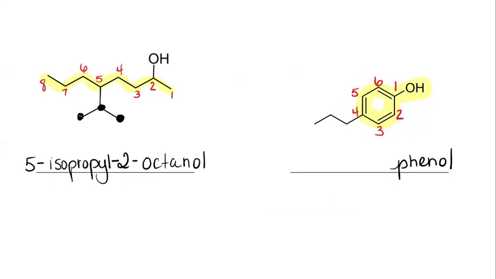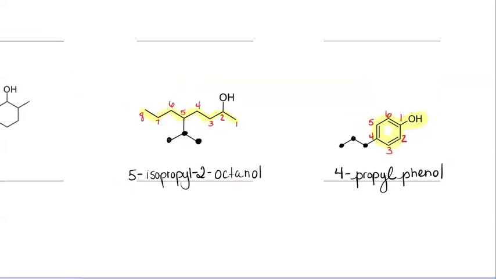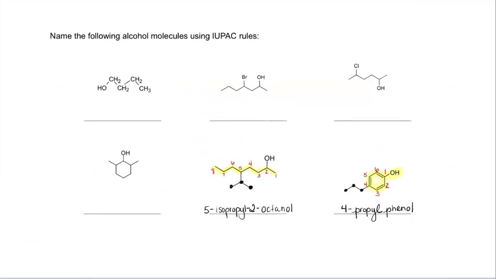This substituent in particular has 1 carbon atom, 2 carbon atoms, 3 carbon atoms, and it is connected via the last carbon atom, so it is known as a propyl group. And this propyl group is sitting on carbon number 4. Remember that numbers and words are always separated by a hyphen. Continue to practice naming alcohols.